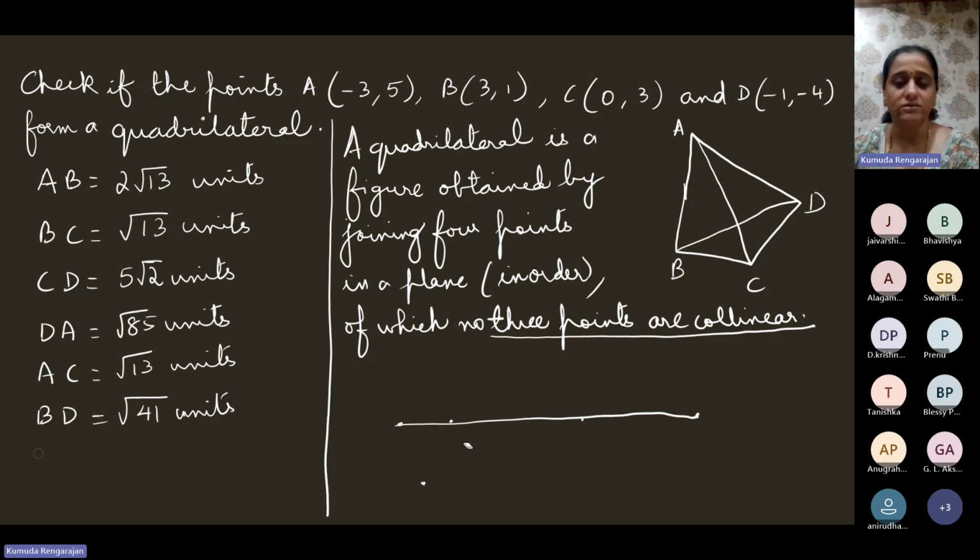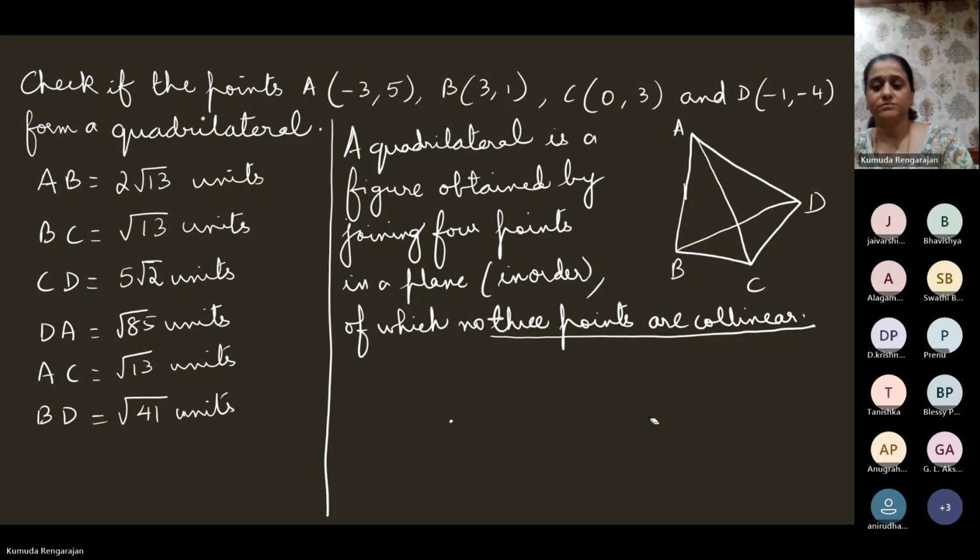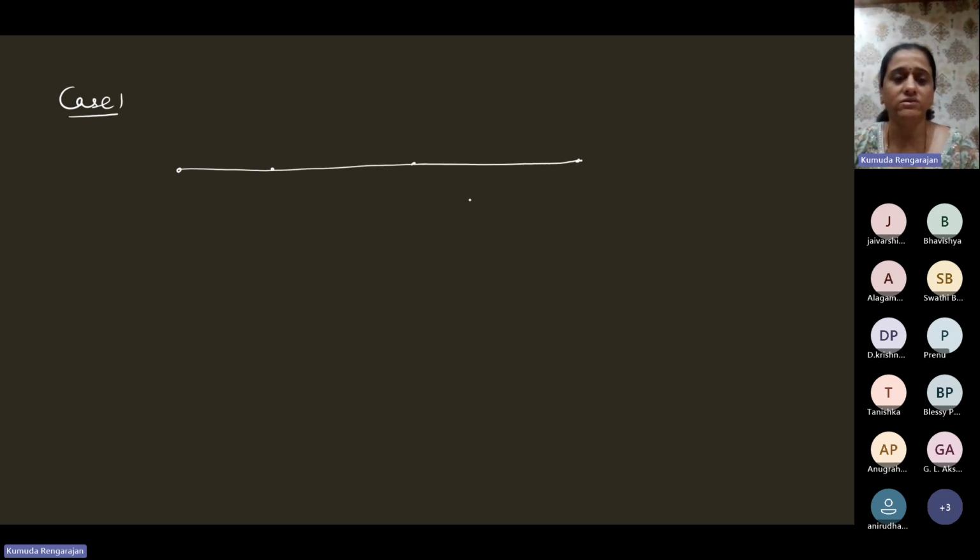I'll just take the next slide. This is not a part of the answer. We're just trying to understand when and how a quadrilateral is formed. 4 points in a plane. No quadrilateral is formed. Why? Because all the 4 points are collinear.